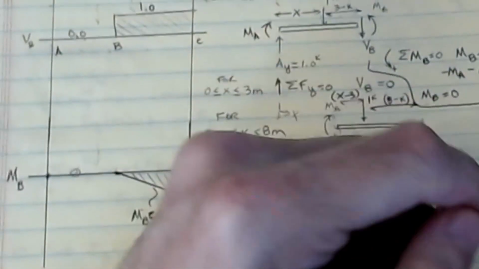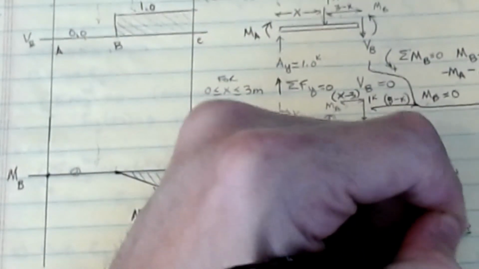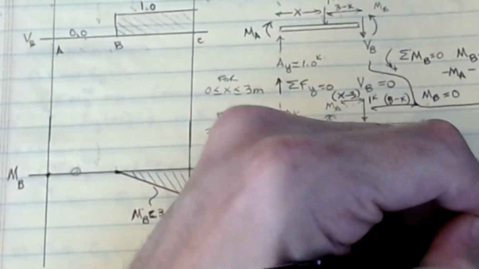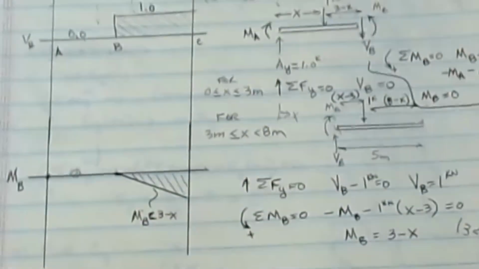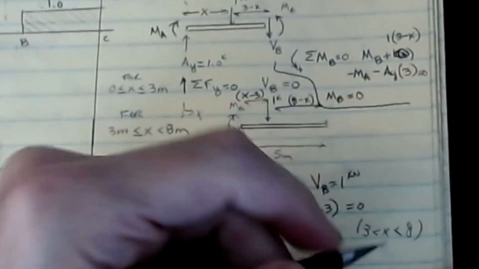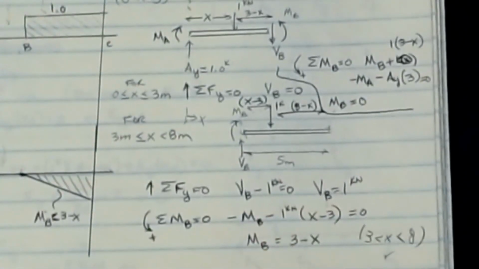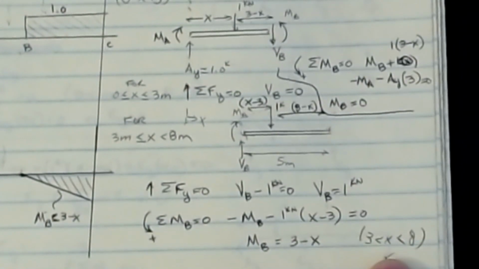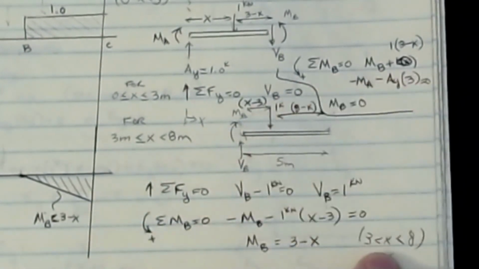But again, that's only valid on 3 less than X less than 8. That's where that picture was valid. So you have to have this piece of the puzzle on every equation that you write. So like on a quiz or a test or something, that's part of the answer because the equations change depending on where the load is, right?